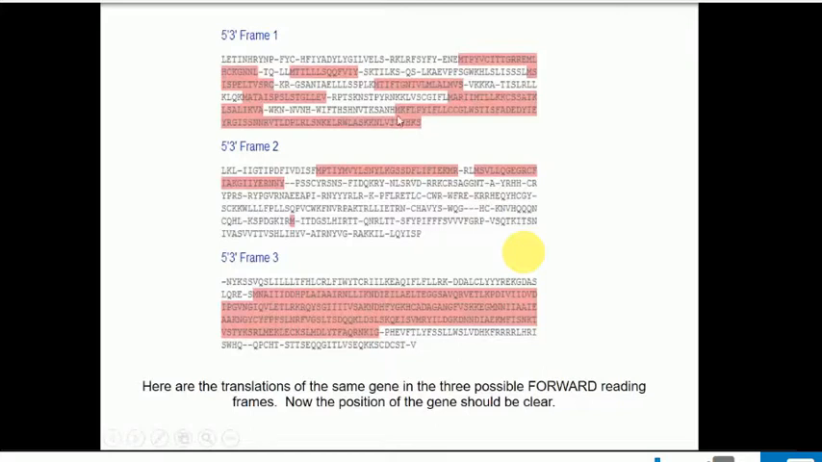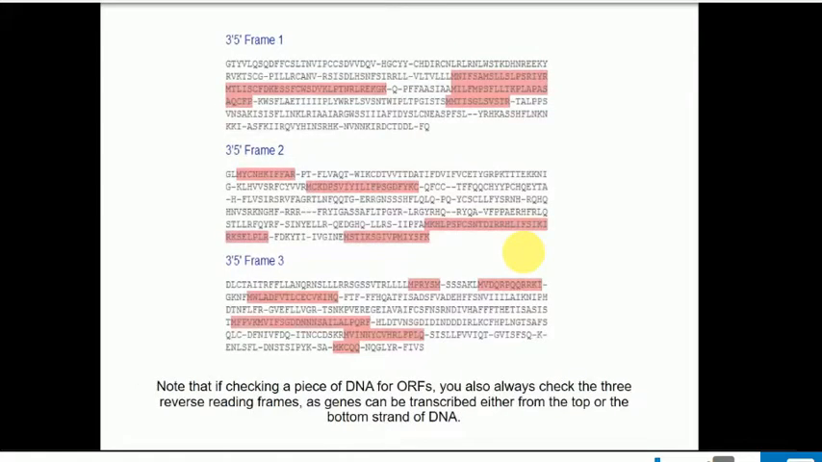Here's an interesting one, because we can see there's something starting down here that then runs out of our DNA sequence. So that could be the start of another gene. We don't know. Remember, too, as I just said, that you should also look at the other three reading frames, so on the complementary strand, starting at the opposite end.